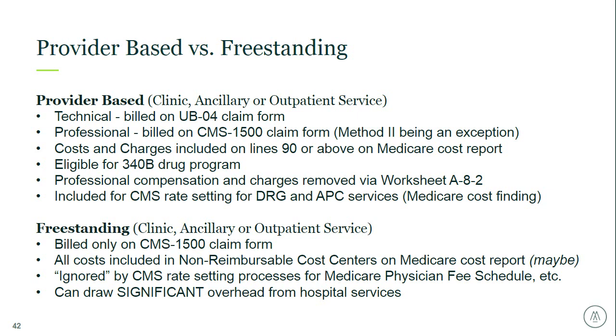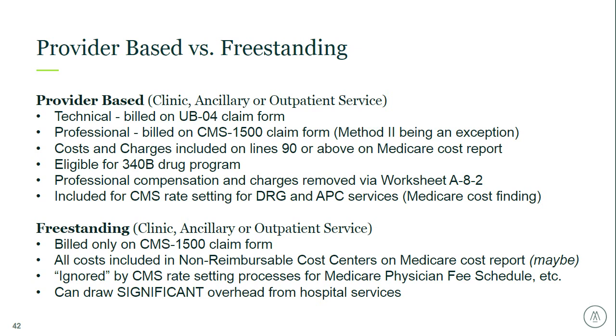portion being billed on a UB04 hospital claim form, those professional services, unless you're method 2, being on a 1500, looking at where those costs and charges are reported on those line items if they've met the provider-based attestation rules. Potential eligibility for the 340B program, understanding how those professional expenses and charges are removed, and then understanding how all of this feeds into rate setting.